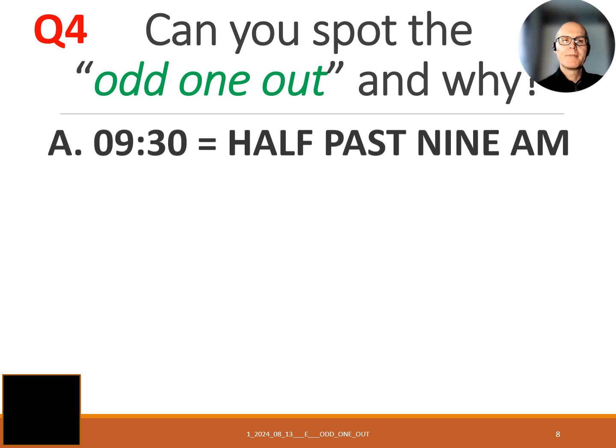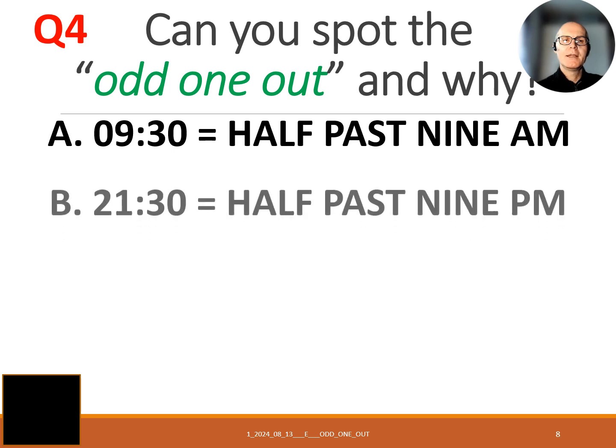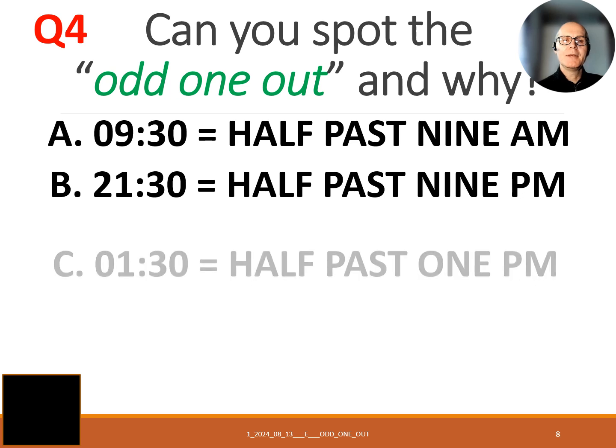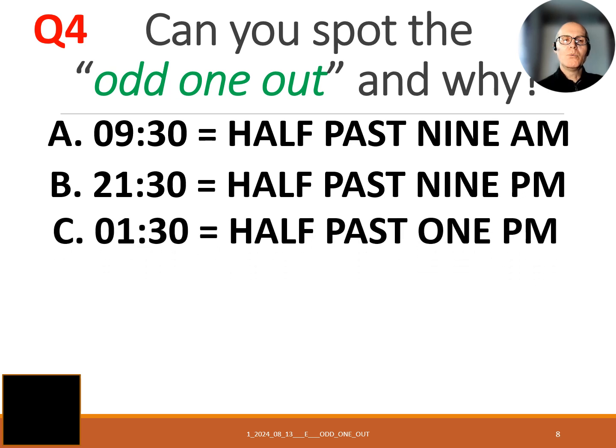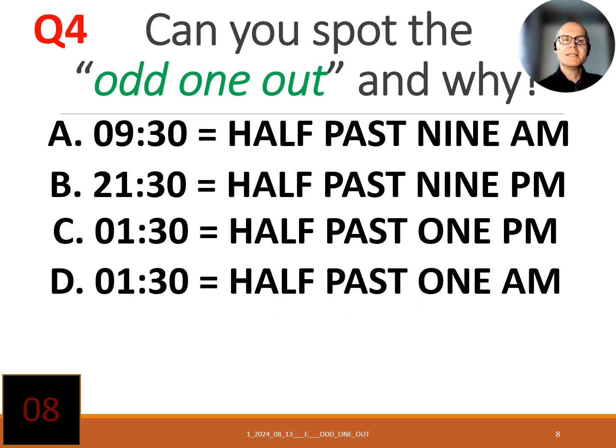Question 4. Questions about the 24-hour clock. 09:30 equals 9:30 a.m. 21:30 equals 9:30 p.m. 01:30 equals 1:30 p.m. 01:30 equals 1:30 a.m. Which is the odd one out here and why?